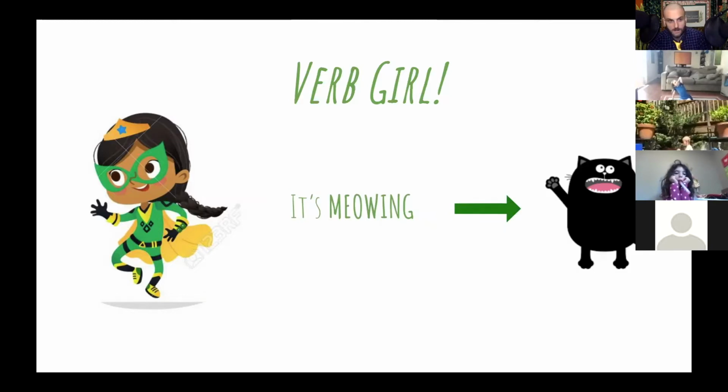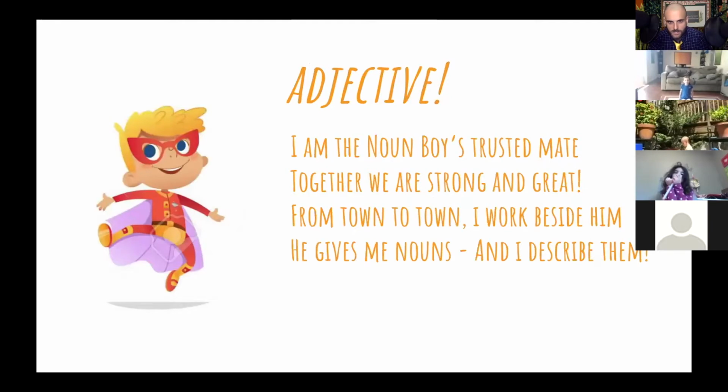Okay, are we ready to meet our next superhero? Okay, here we go. It's Adjective. He's got a little poem too, and he says, I am Noun Boy's trusted mate. Together, we are strong and great. From town to town, I work beside him. He gives me nouns and I describe them.